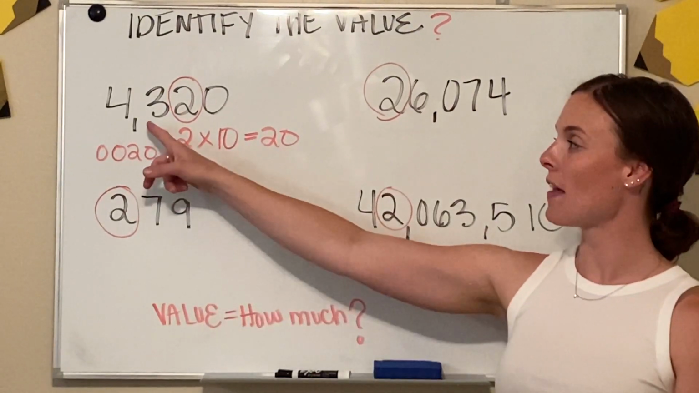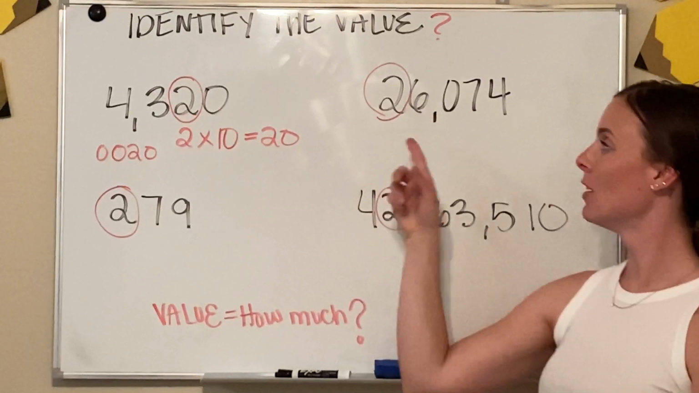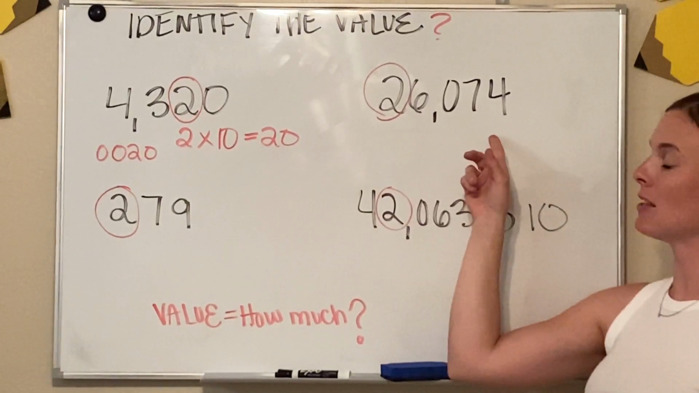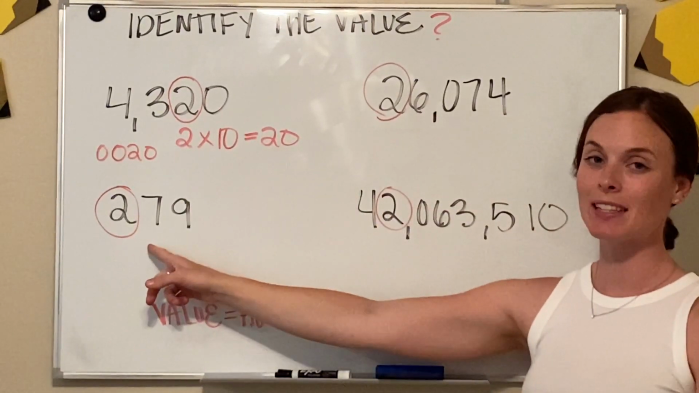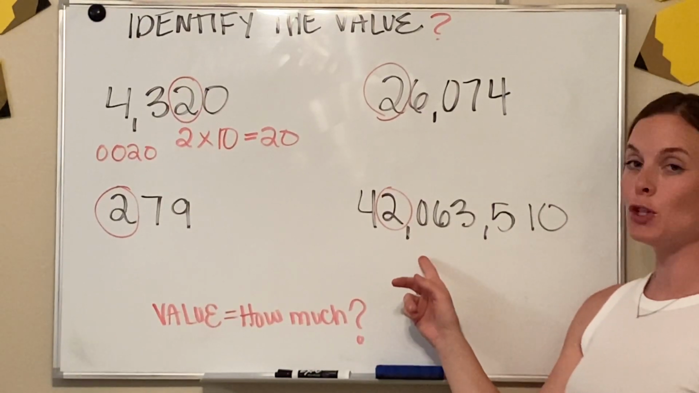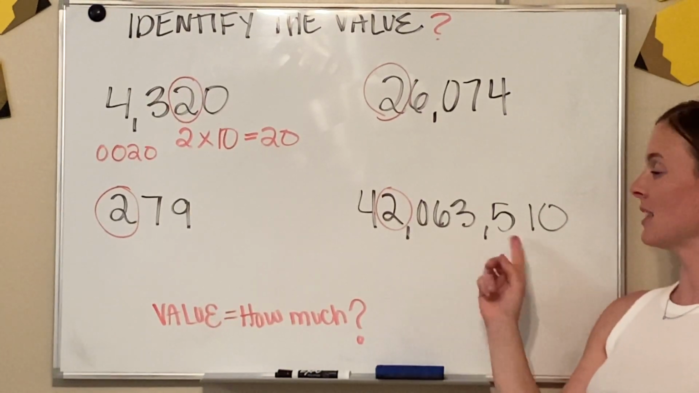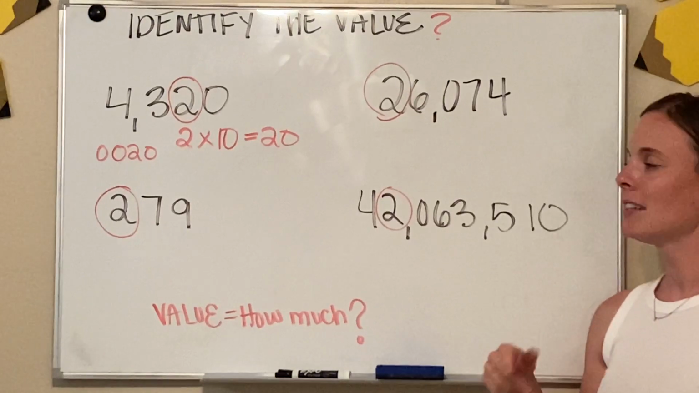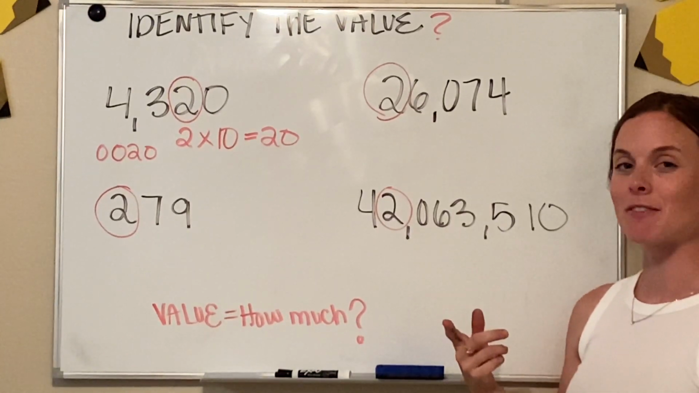Okay, so we have 4,320, 26,074, 279, 42,063,510. Did you hear that each one was a little bit different?